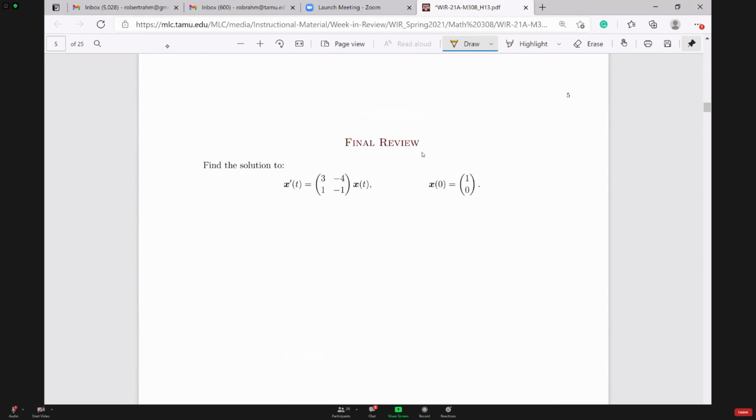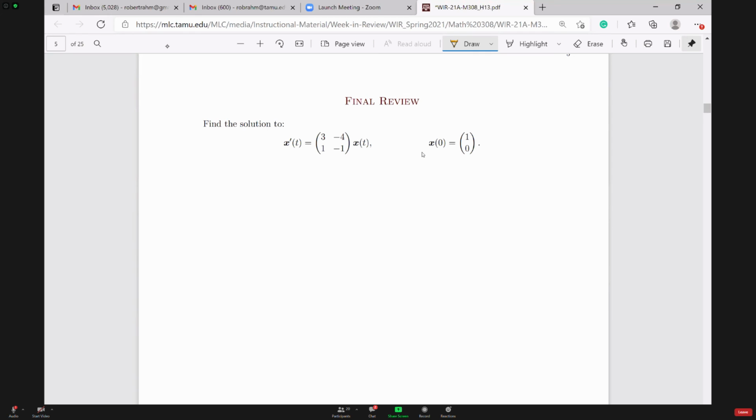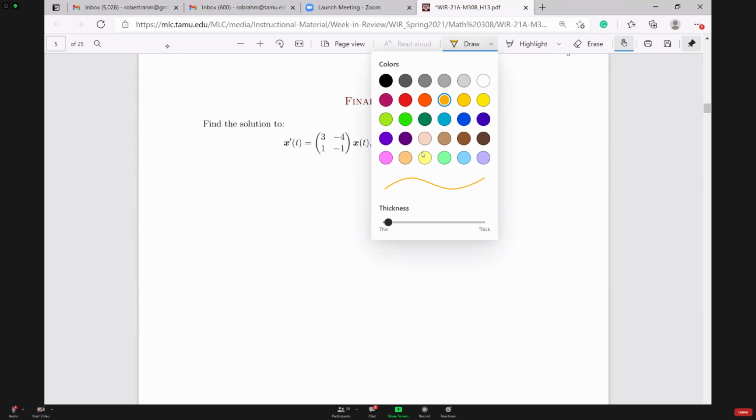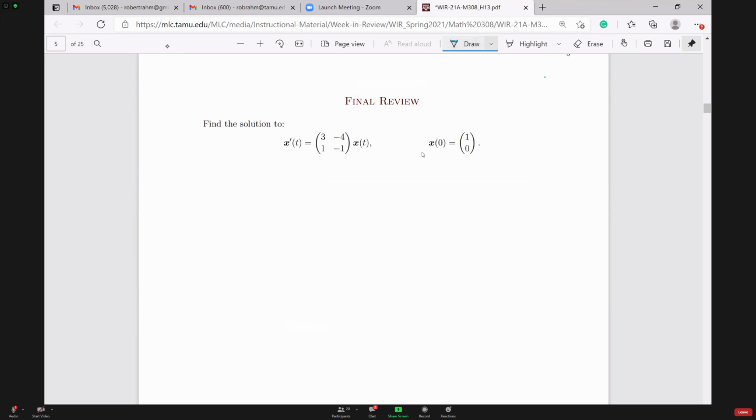So let's look at this problem. We want to find the solution to this equation. We have an initial condition, so this is going to involve two steps: one, finding the general solution, and then finding the solution to the initial value problem. Okay, eigenvalues, eigenvectors.